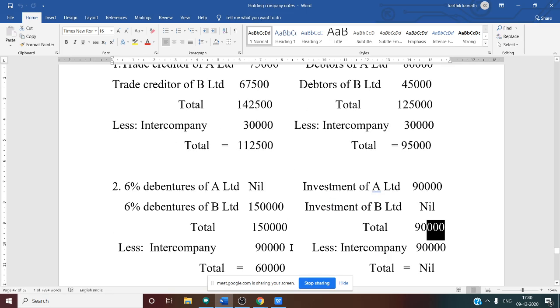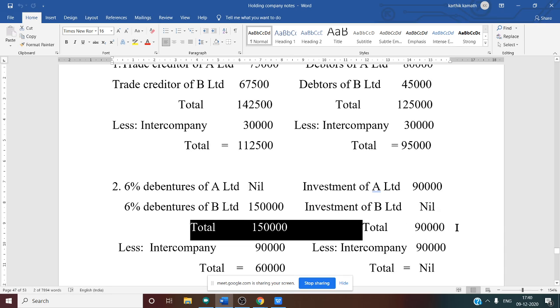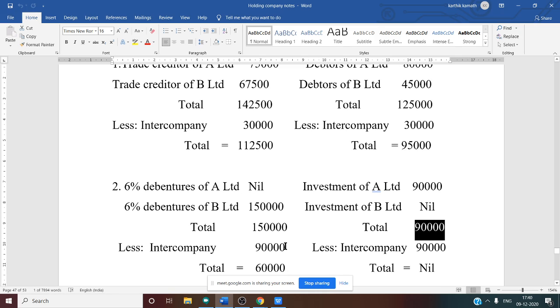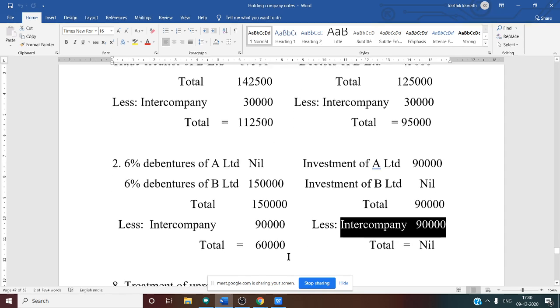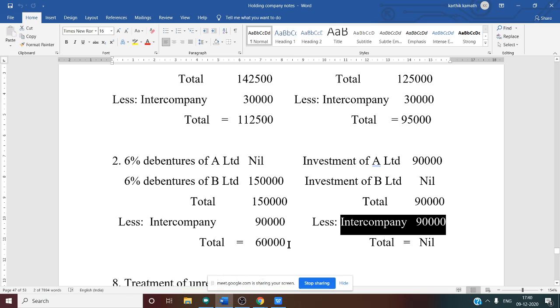So now the next thing we have to deduct is intercompany. Why have we chosen intercompany 90,000? Because this is the investment made by the holding company, and this negative balance, that is the liability side balance, is more than the asset side balance. That is why you have to deduct this 90,000 from both sides as a part of the intercompany debt transaction. So what happens? Final balance now.